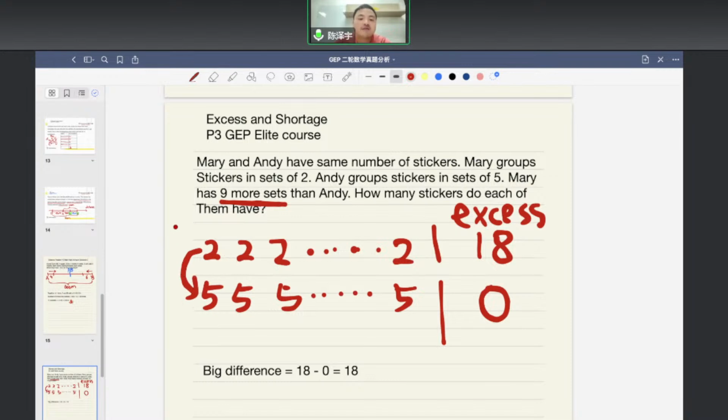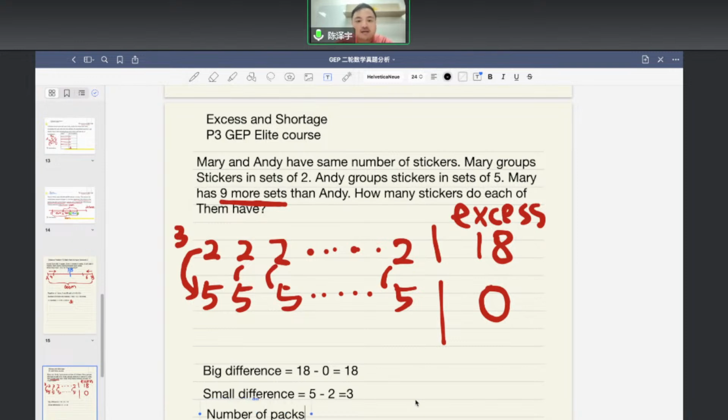Then next, we compare the small difference between Andy and Mary. Every pack, the difference is 3. So the small difference will be equal to the difference in the two scenarios, 5 minus 2, which is 3. Therefore, now I can use the two numbers to get the number of sets that they pack. Use the big difference divided by the small difference. Big difference divided by small difference is equal to 6 sets.